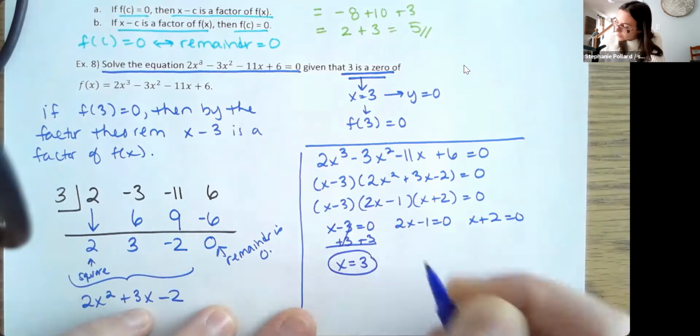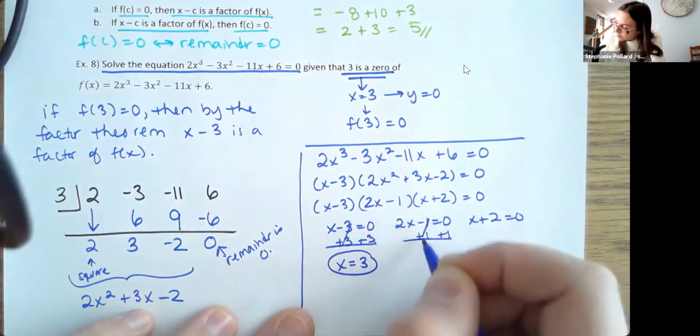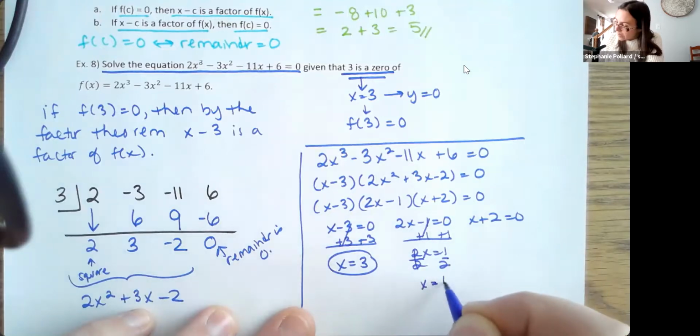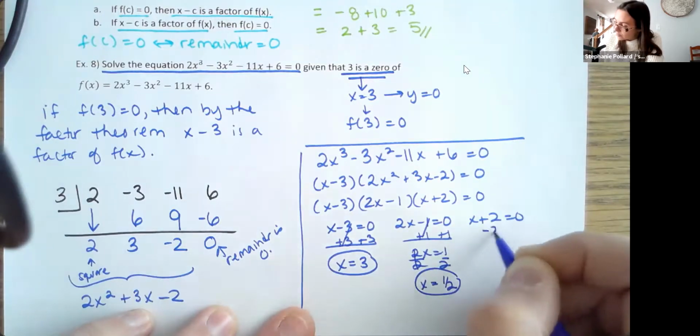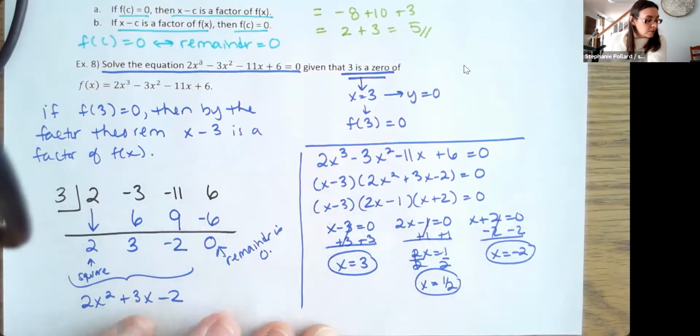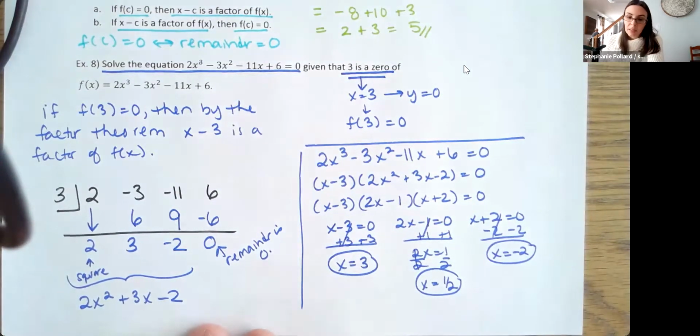So x equals 3 is one answer. X equals 1/2 is another answer. And x equals -2 would be the third answer here.